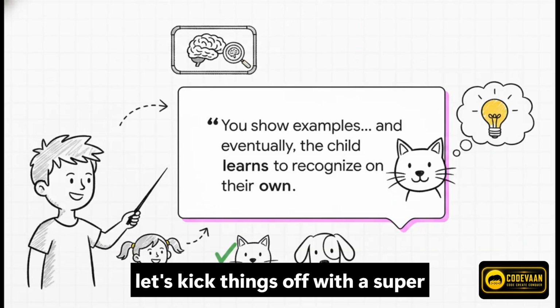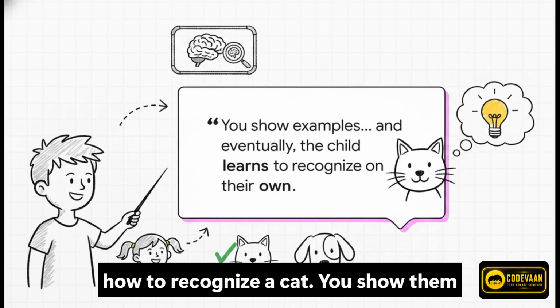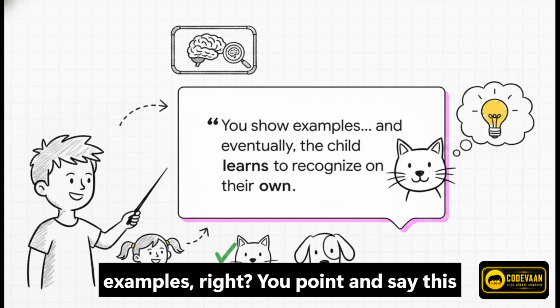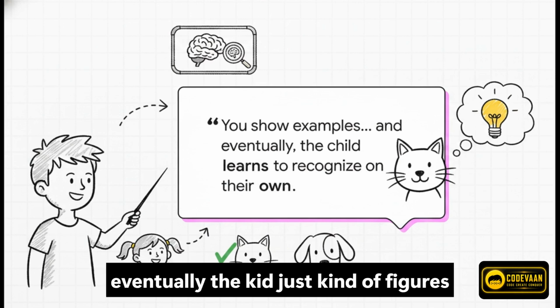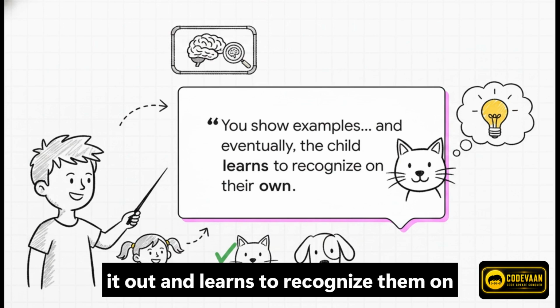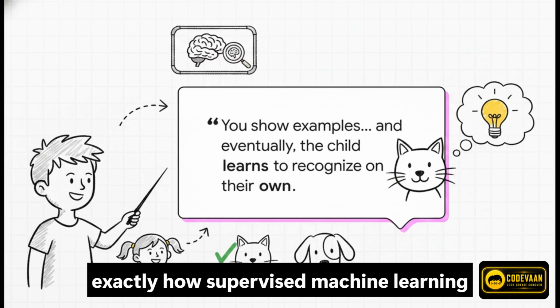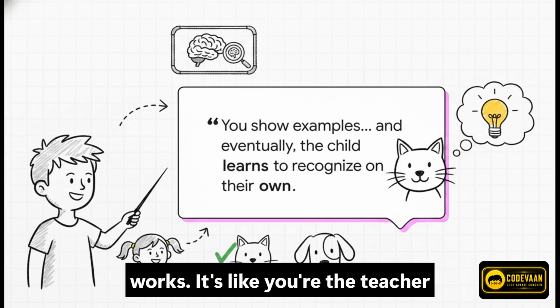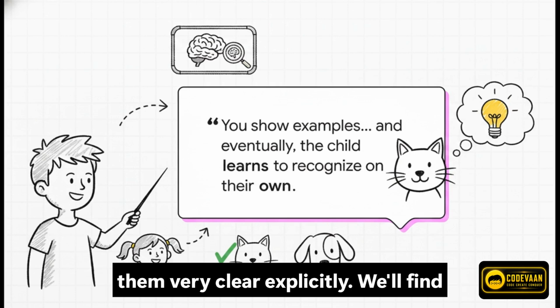Okay, so let's kick things off with a super simple analogy. Imagine teaching a child how to recognize a cat. You show them examples, right? You point and say, this is a cat, this is not a cat, and eventually the kid just kind of figures it out and learns to recognize them on their own. Well, that is literally exactly how supervised machine learning works. It's like you're the teacher, carefully guiding a student by showing them very clear, explicitly defined examples of what's right and what's wrong.